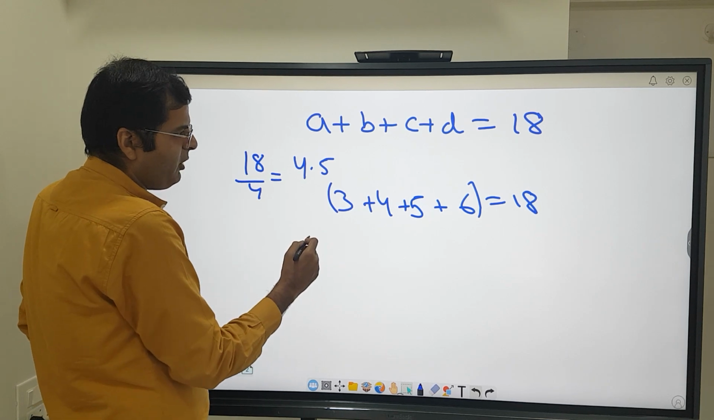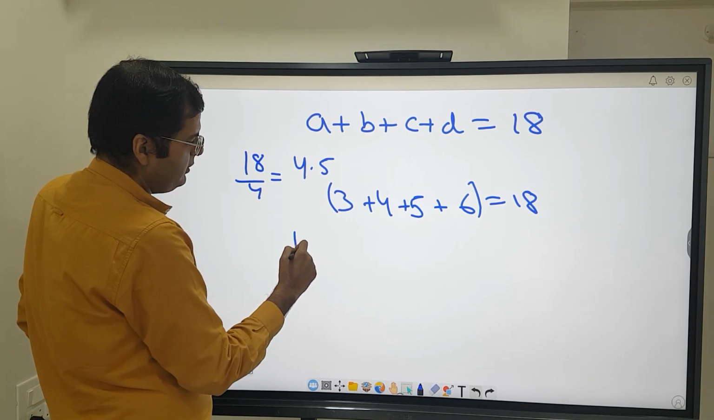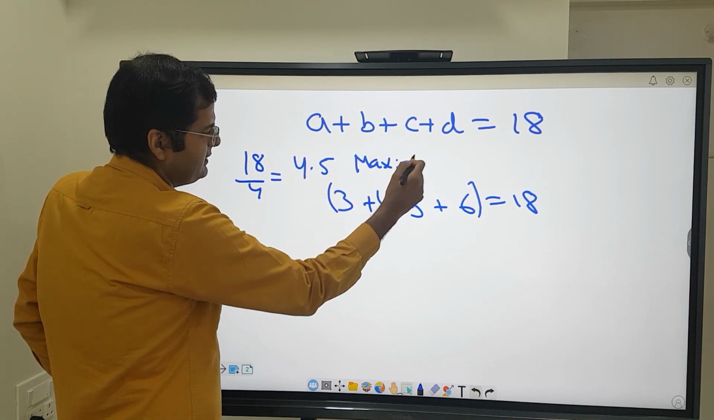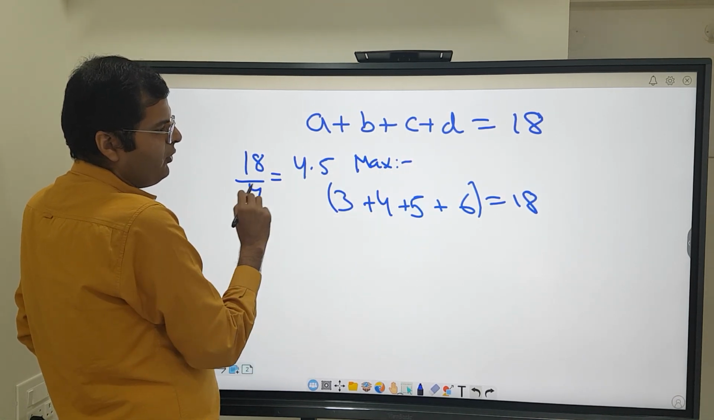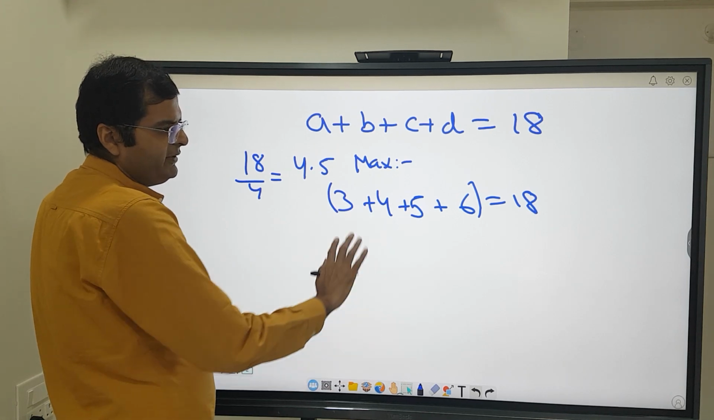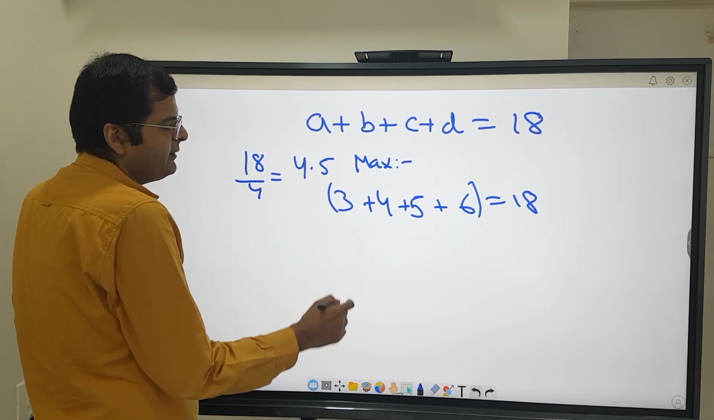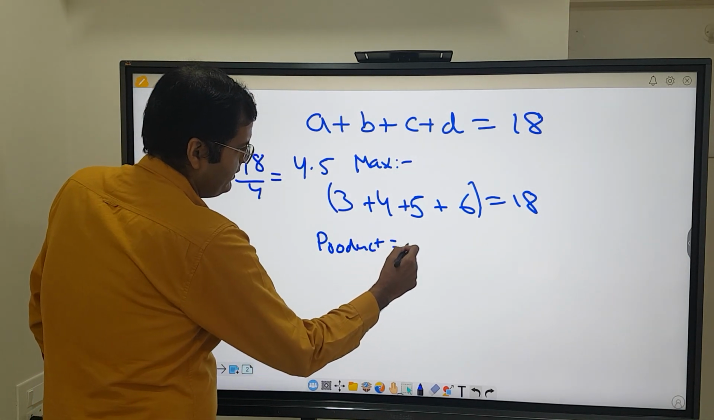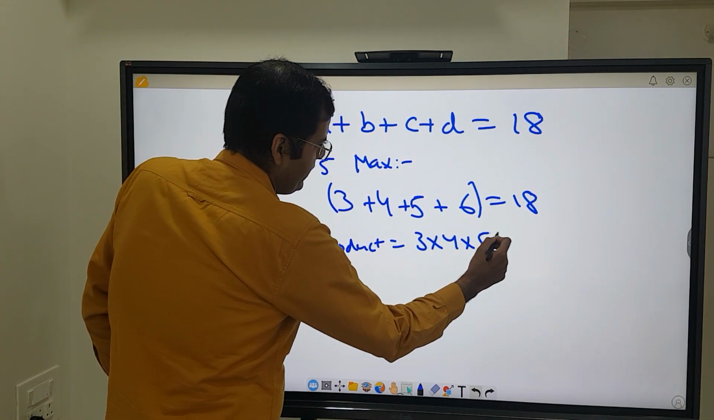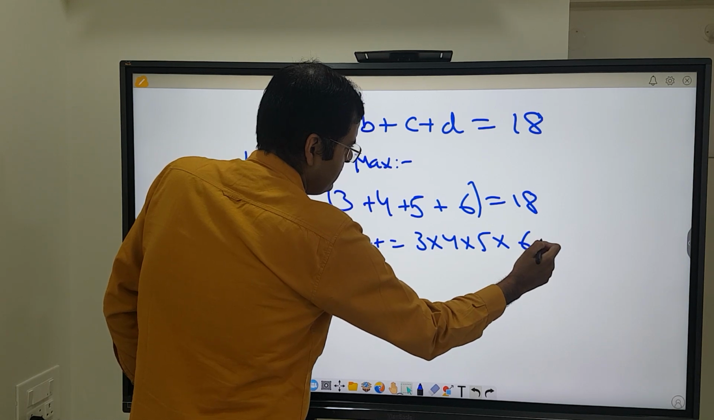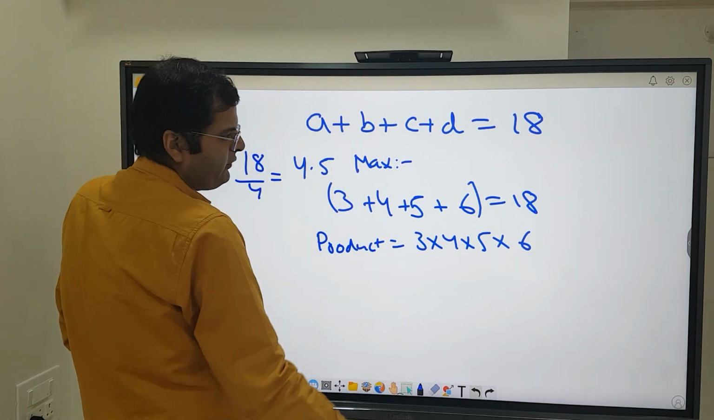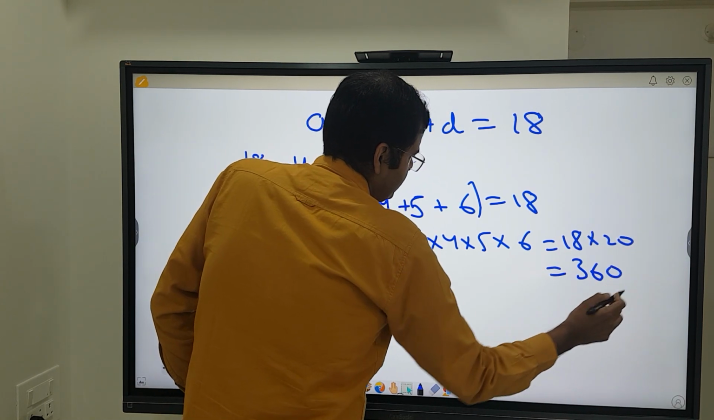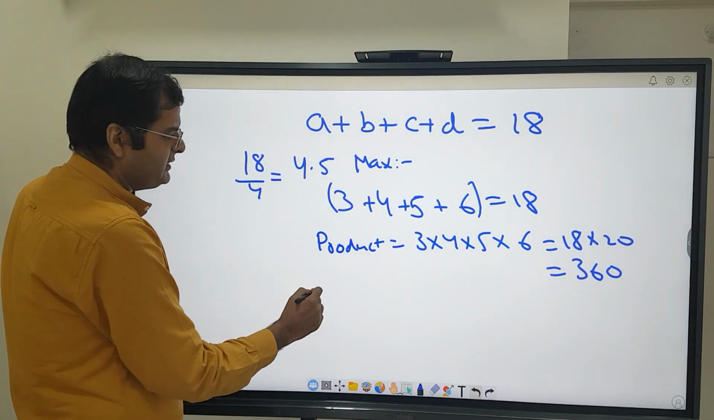So here it is the max case, I'll write that. This is the max case. All of them are as close to 4.5 as possible and with distinct integer values. So now the product will be 3 into 4 into 5 into 6. So 3 into 6 is 18, 4 into 5 is 20. So 18 into 20, 18 twos are 36, so this is 360. So the maximum product is 360.